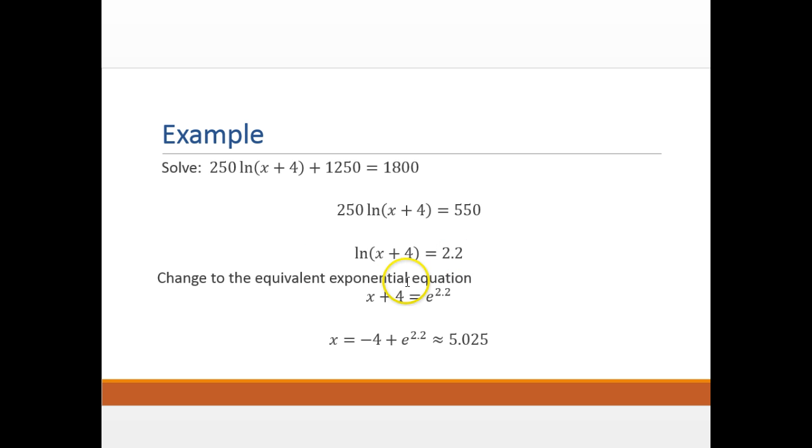Again, I want to change to the equivalent exponential equation. The base is e, the exponent is 2.2. So you get x plus 4 equals e to the 2.2. So x is negative 4 plus e to the 2.2, which is approximately 5.025.